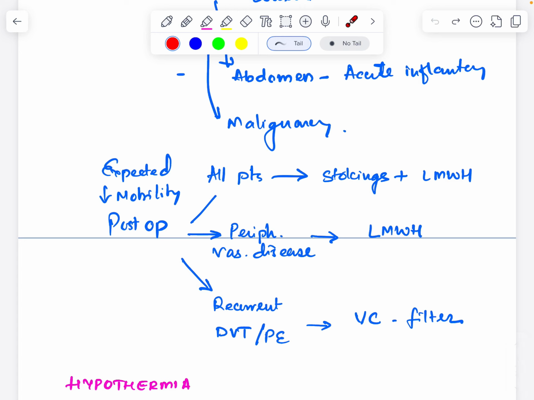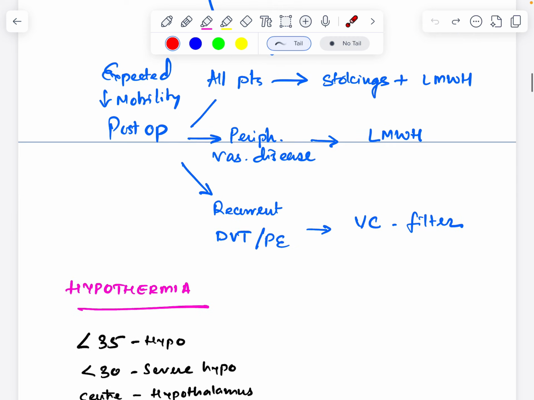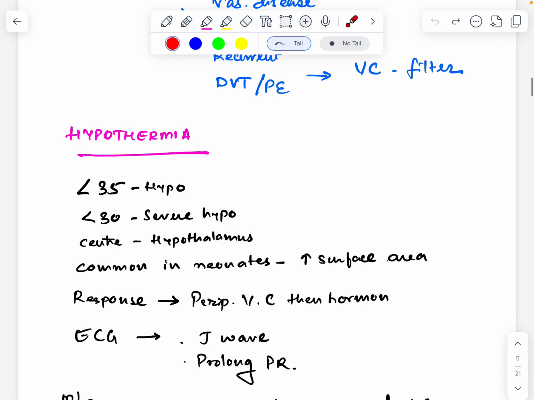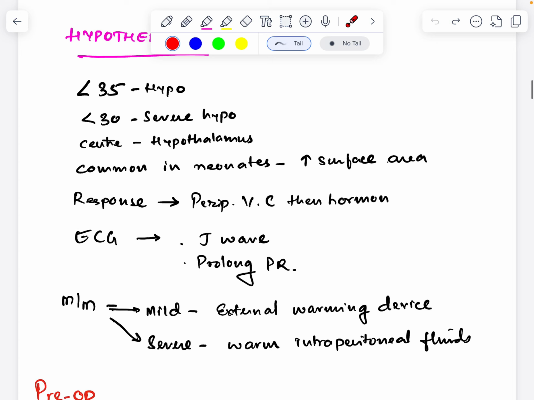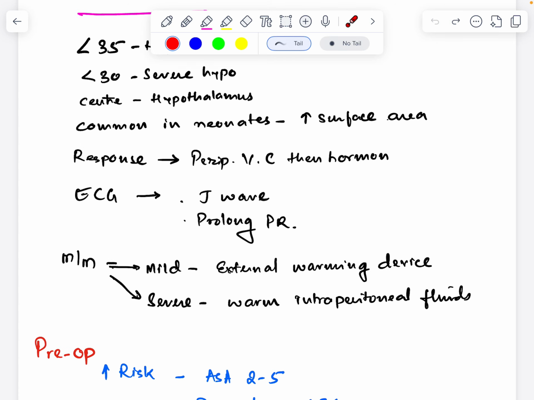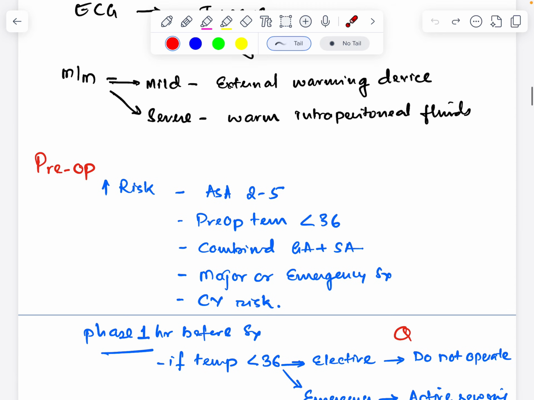Expected decreased mobility: if you think the person may not be moving, that is called decreased mobility. All patients get stockings plus low molecular weight heparin. Peripheral vascular disease, only low molecular weight heparin. Recent DVT, pulmonary embolism, vena cava filter. Temperature less than 35 is hypothermia, severe hypothermia. Center is the hypothalamus, common in neonates, increased surface area, respond with vasoconstriction. ECG shows J wave, prolonged PR interval. Mild management: external warming devices; severe: warm intraperitoneal fluids.